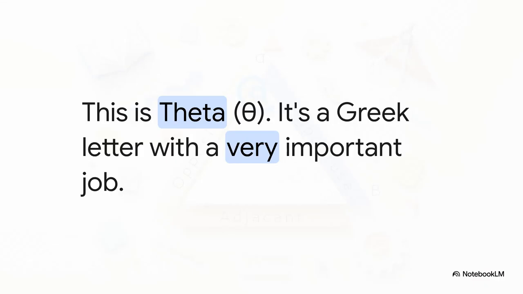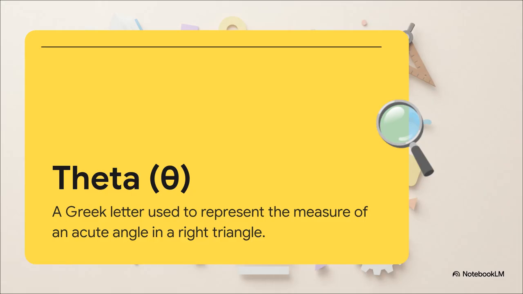And there it is. This is theta. It might look a little strange, but its job is simple and it is absolutely essential. It tells us which corner of the triangle we're looking from. So theta just represents an angle. Specifically, it's one of the two sharp corners in our right triangle, not the 90-degree one. By choosing an angle to be our theta, we've set our perspective. And it's that perspective that finally tells us exactly which two sides we need to compare.